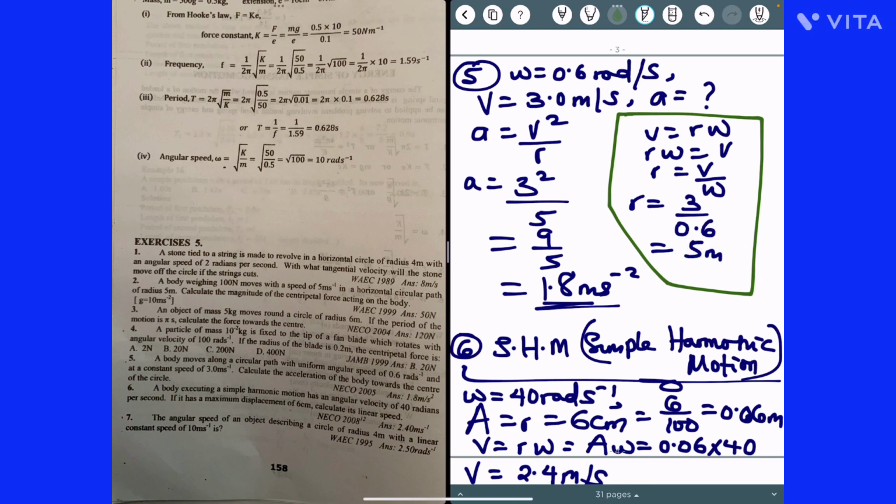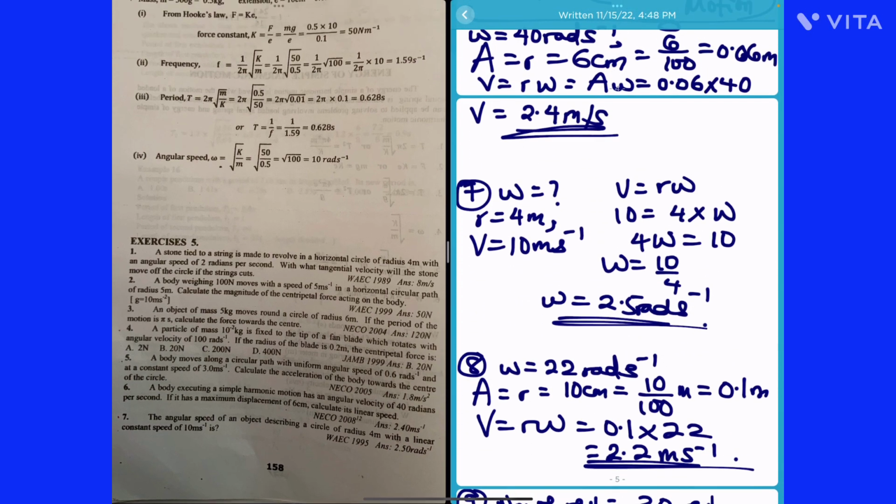Take note of this. Now, for your centripetal acceleration, a is v squared over r. That's 3 squared over 5. So that's 9 over 5, which gives 1.8 meters per second squared. So your centripetal acceleration is 1.8 meters per second squared. Take note of that.